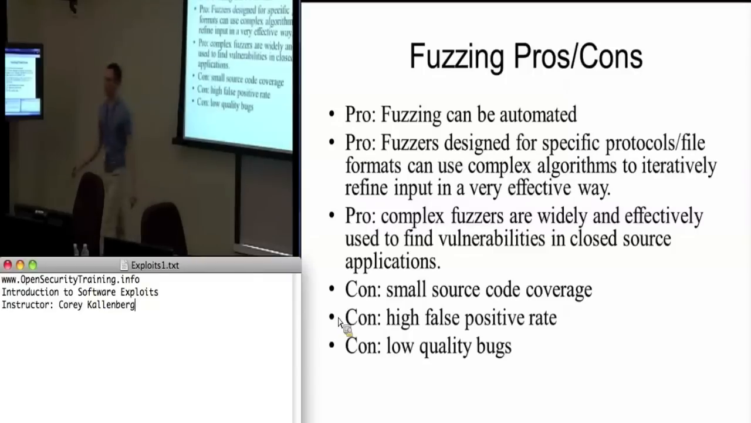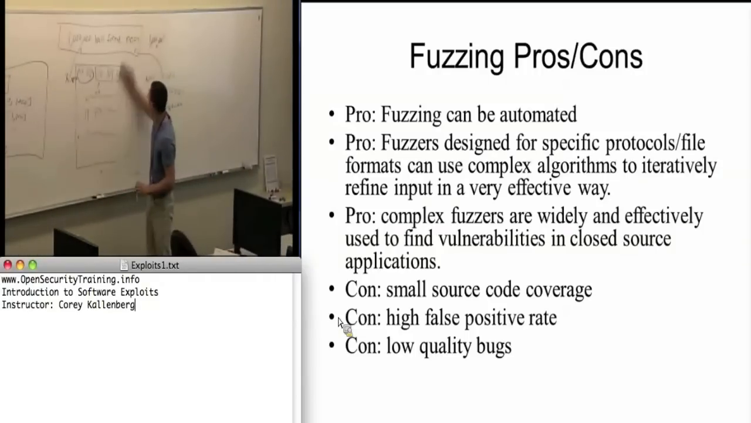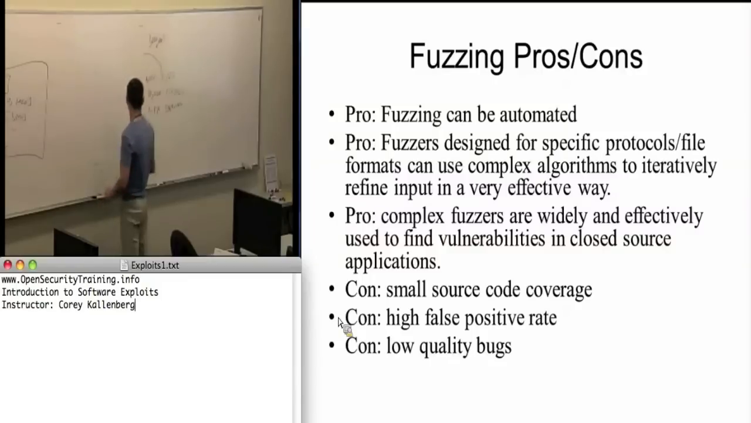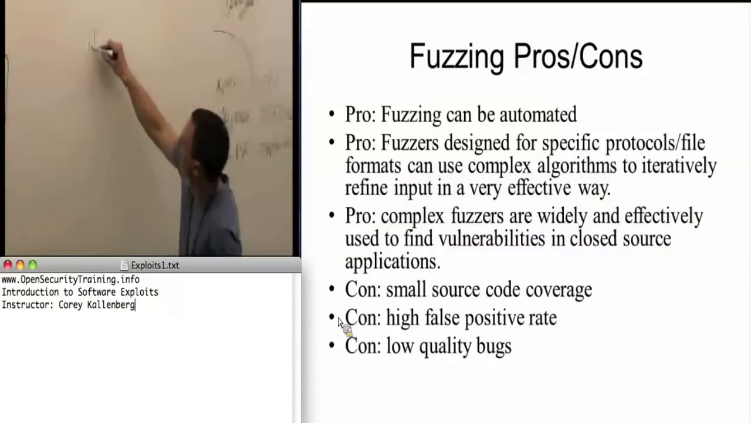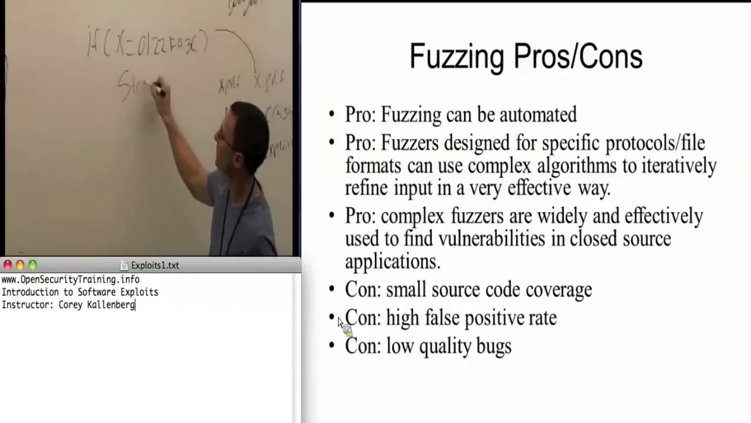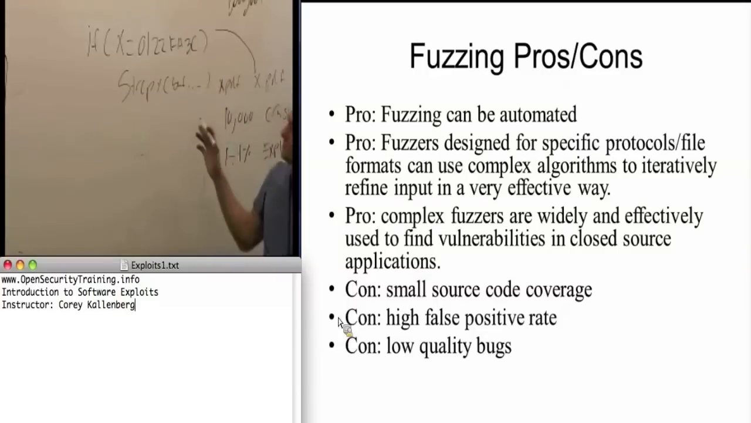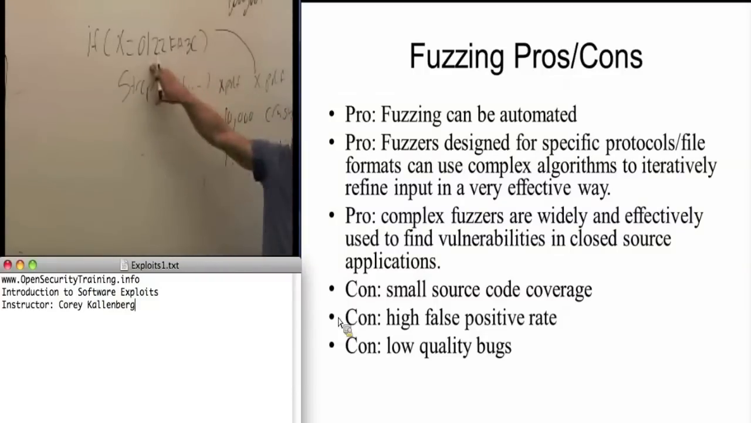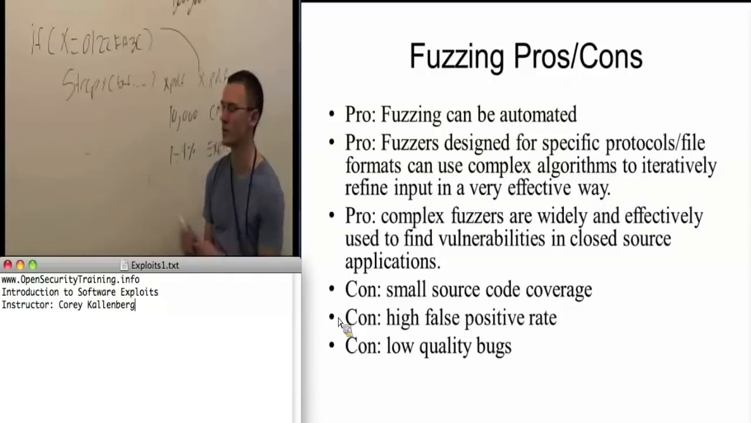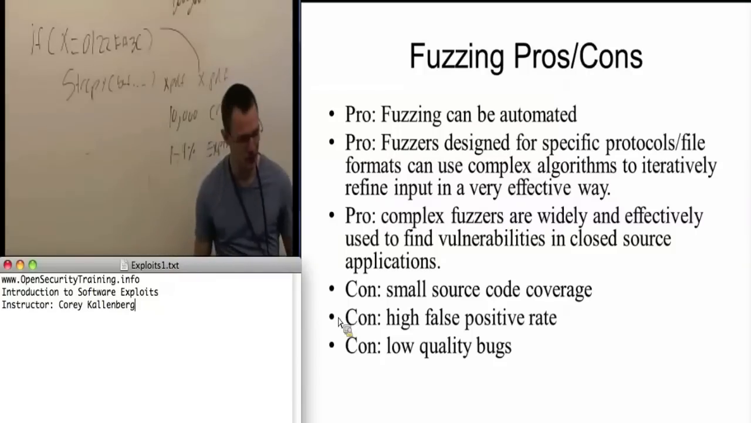Small source code coverage. What I mean by this is that if you have an application that has some case statement like if x equals 0122FA3C, strcpy, blah, blah, blah, you would probably never find this bug, right? Because the stars would have to align just right, and x would have to be this 32-bit value, and that's only going to happen 1 in every 4 billion times, so you're probably just never going to find this buffer overflow. If you were reverse engineering, you would see this right away, and you could manually instrument this value of x to be this, and then you get to the vulnerability right away. So fuzzing generally misses stuff like this, so it does have some weaknesses there.